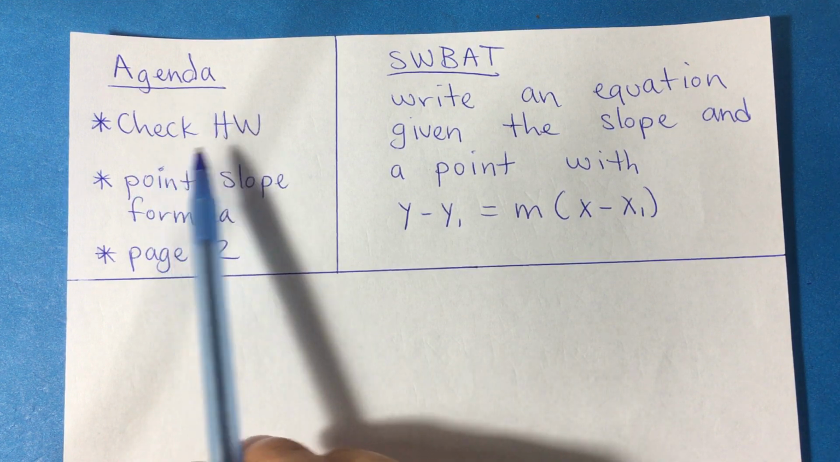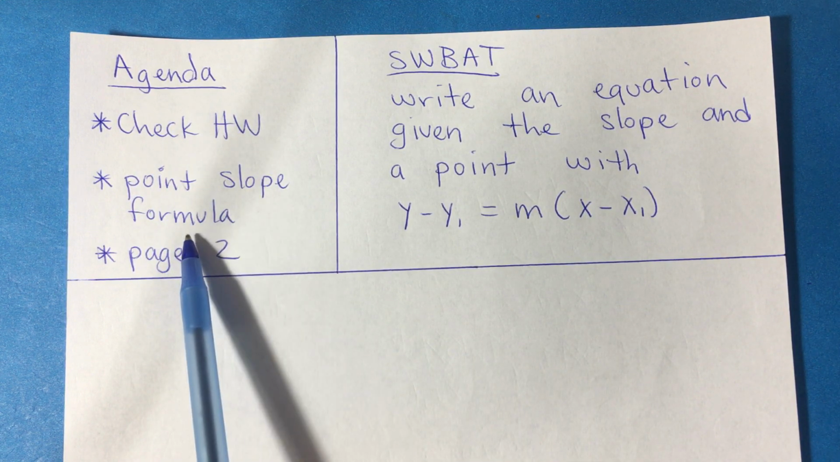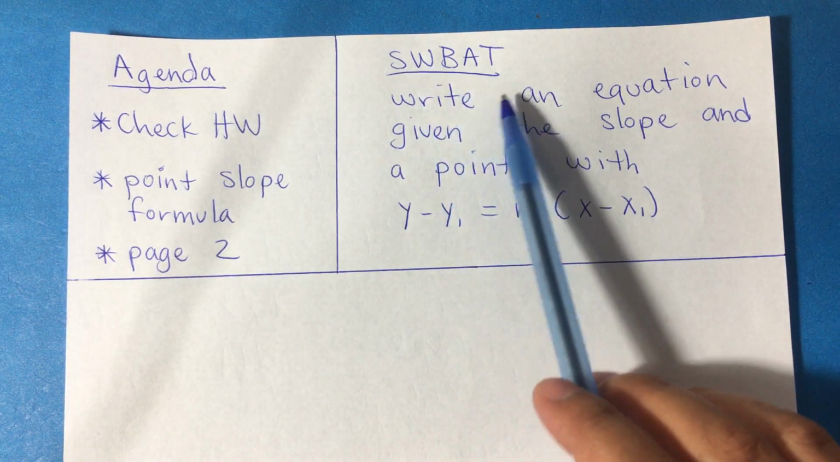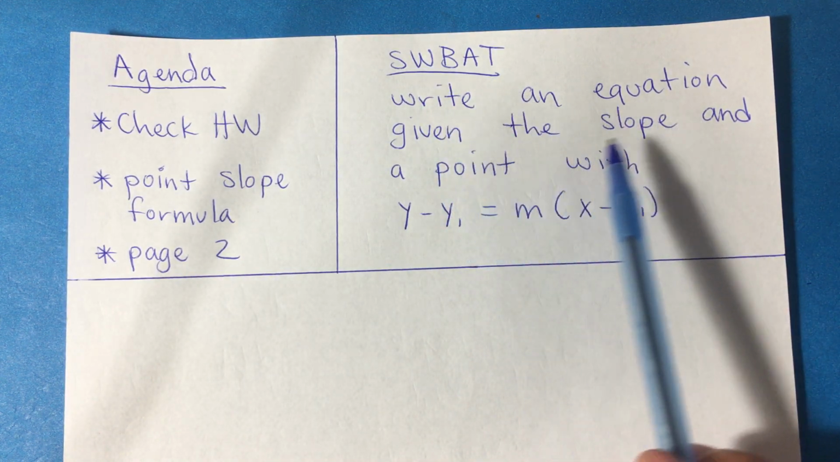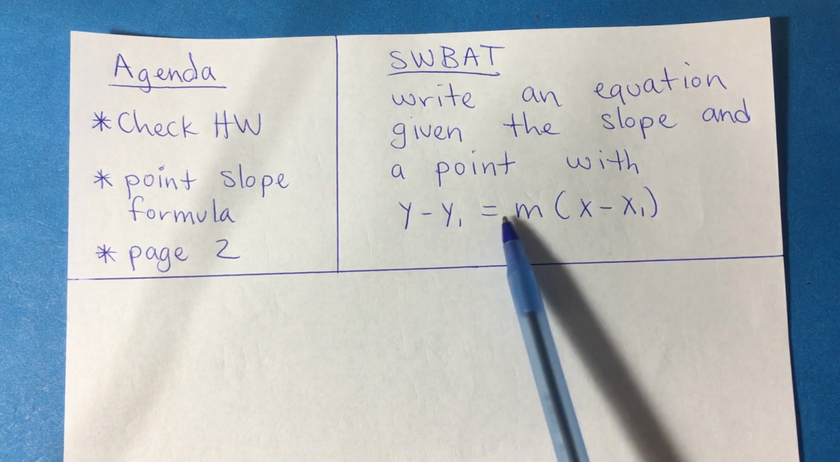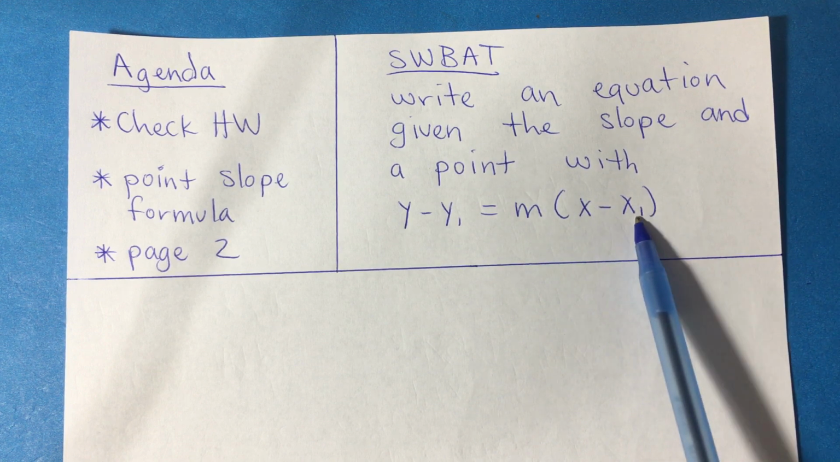Students, today's agenda is to check homework. We'll be learning about the point-slope formula, and you will be able to do page 2. Today, students will be able to write an equation given the slope and a point with y minus y1 equals m times x minus x1.